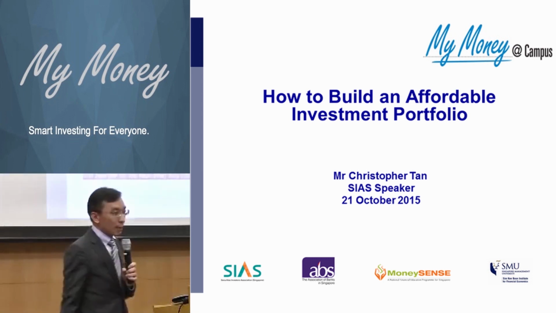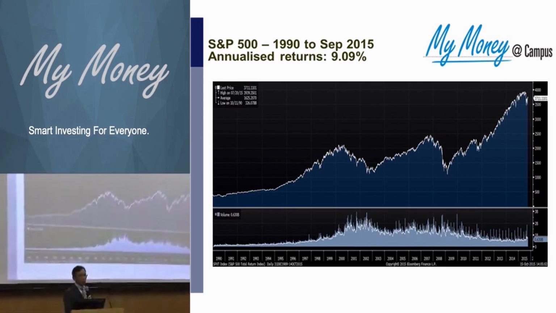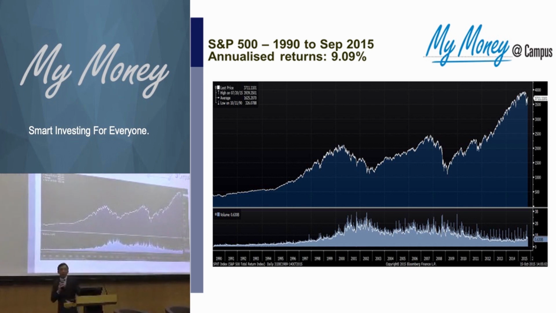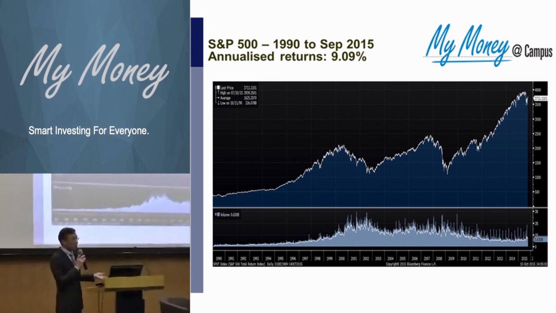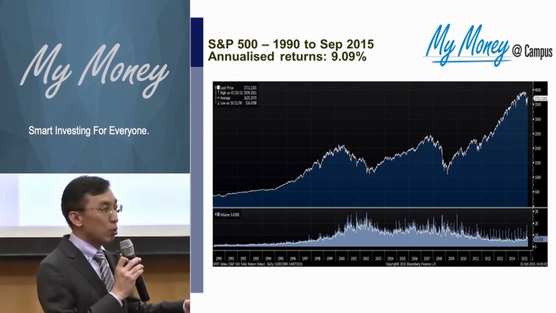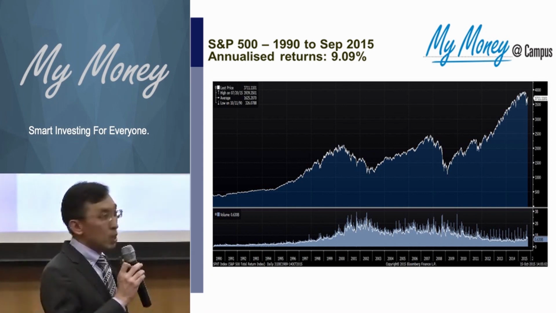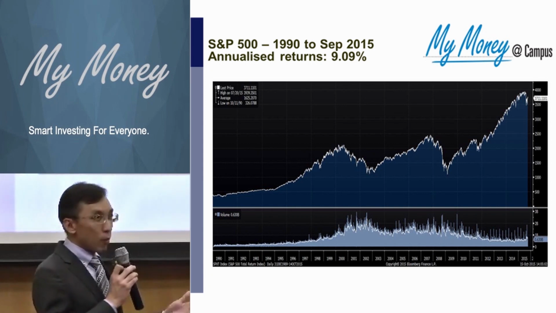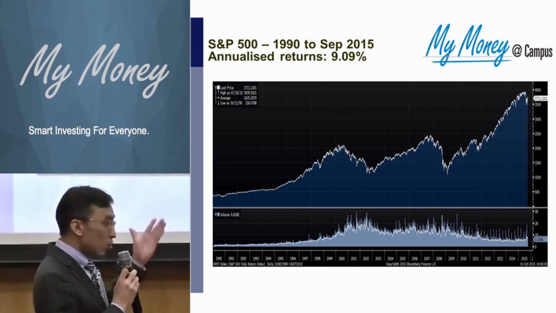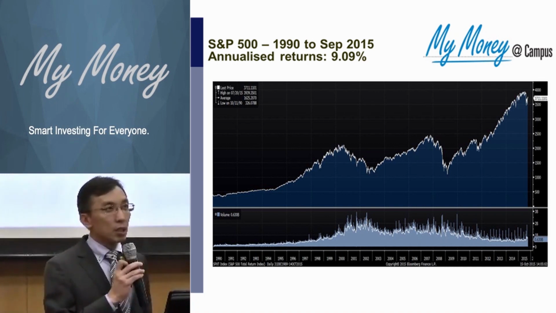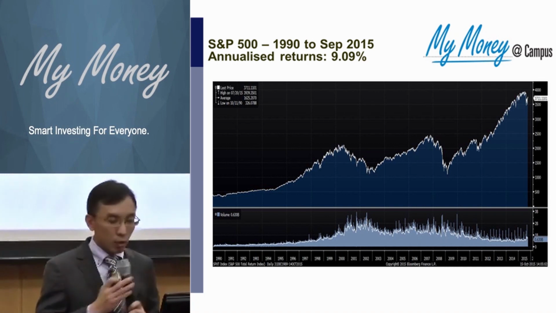Okay, so let's start. I want to start first by showing you this chart. This is a chart of the S&P 500 between 1990 and September 2015. It's as updated as you can get. So it's about 25 years of return of the S&P 500. The average annualized total return of the S&P is about 9%. Total return means that you add the capital gain plus the dividend payout. Just notice the chart: a lot of volatility, up, down, but generally up.